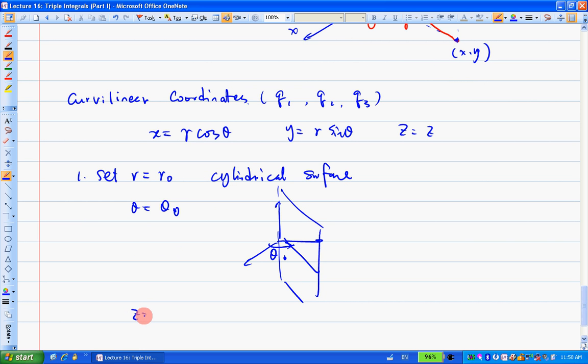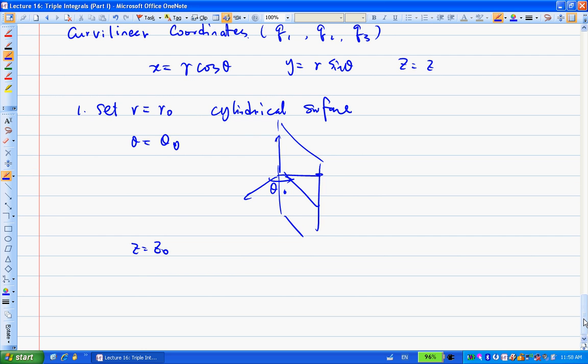So what about z equal to z naught? It's a plane. It's basically a horizontal plane, right? So that's the same idea here. For any coordinate system, when you set the coordinate variables to a constant, you end up with a surface. It can be a plane, or, in the future when we have spherical coordinates, the surface can be simply a sphere. Okay, so that's good.